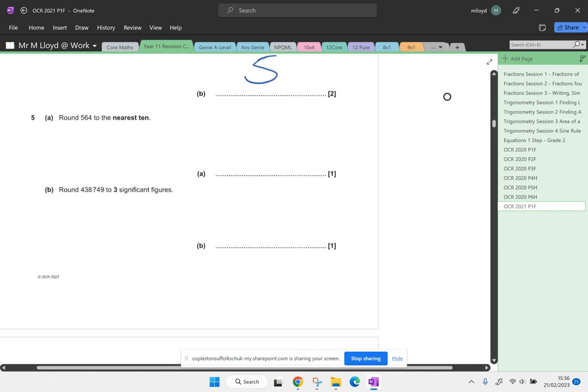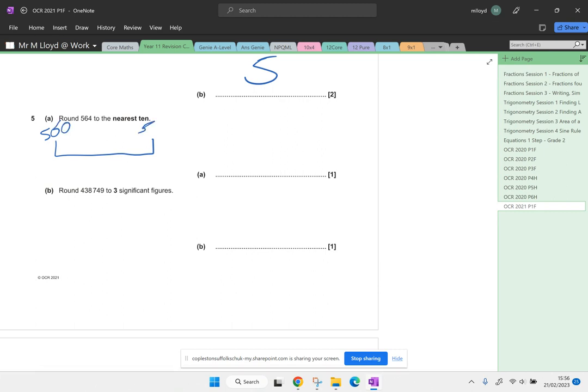Flying through it today. Round 564 to the nearest 10. So we've got 560, 570, 565 is in the middle, 564 is there. So that will be 560.